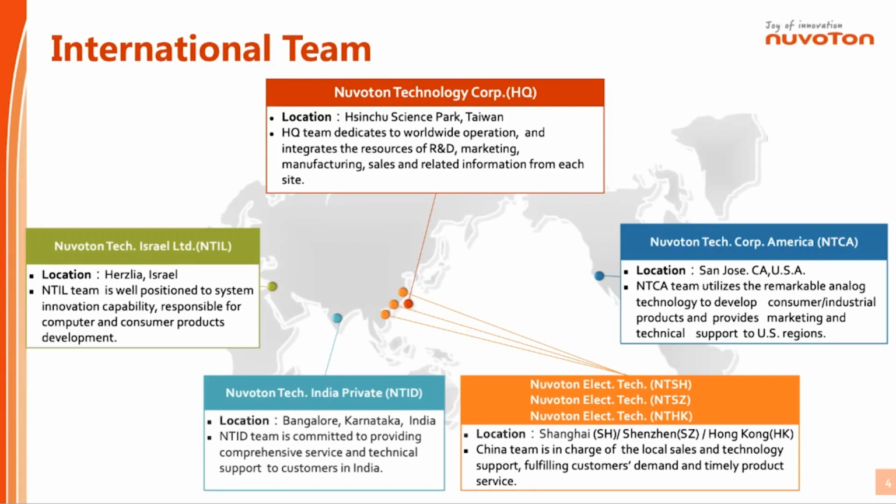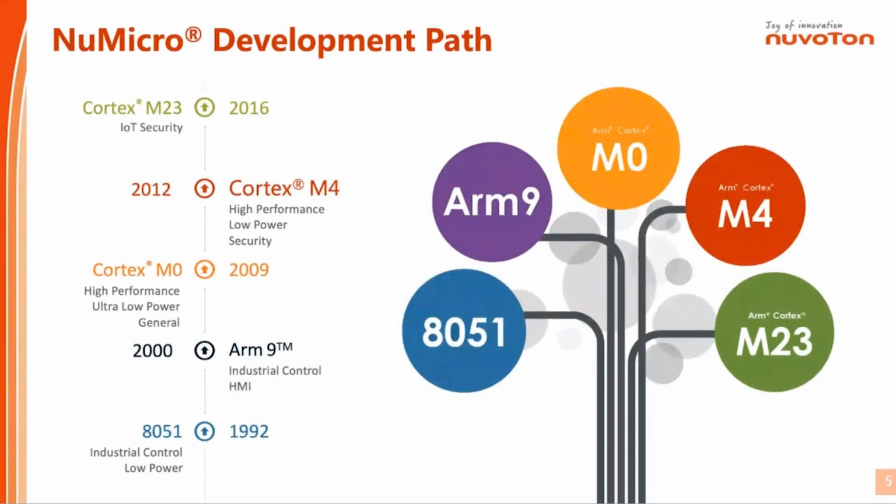India office is for the new emerging territory to support the local sales and technical support. In addition to Nuvoton headquarters and branch offices, Nuvoton partners are located in each territory to support worldwide delivery and technical support. Nuvoton started the MCU business in 1992, and till now has over 25 years of experience in the MCU industry.